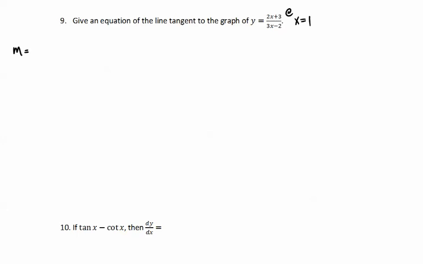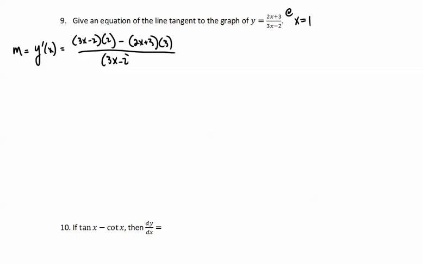M is equal to y prime of 1. We'll just say y prime of x for right now. And that's low, 3x minus 2, d high, which is 2, minus high, 2x plus 3, d low, which is 3, all over low squared, 3x minus 2, quantity squared.